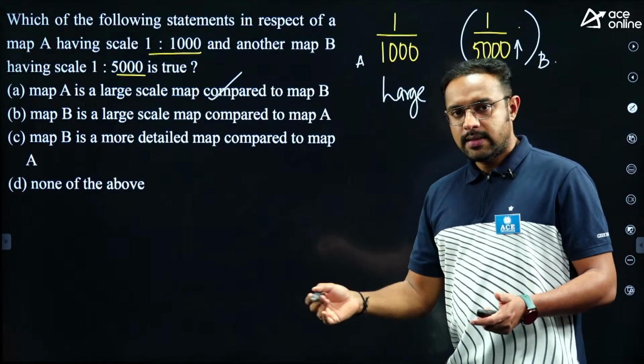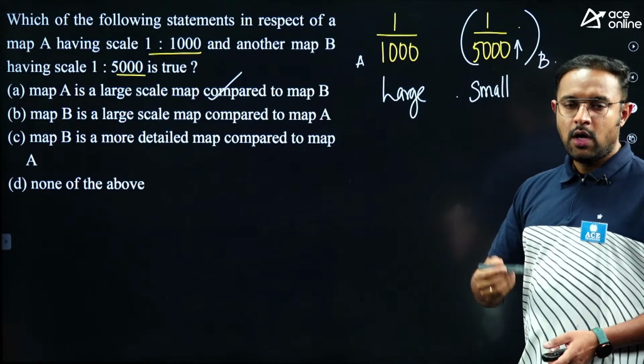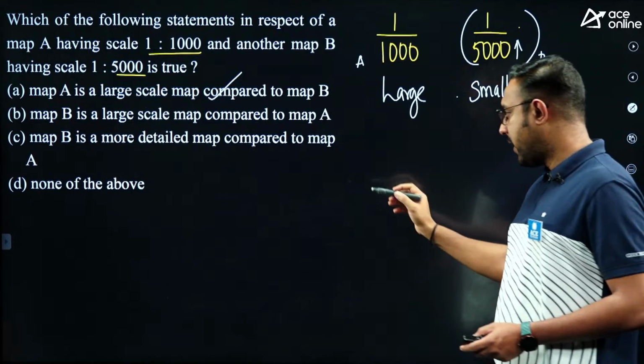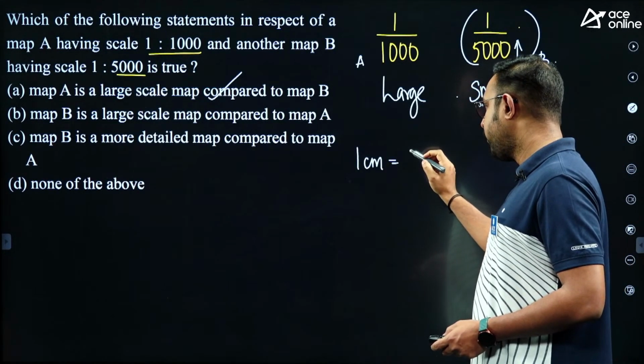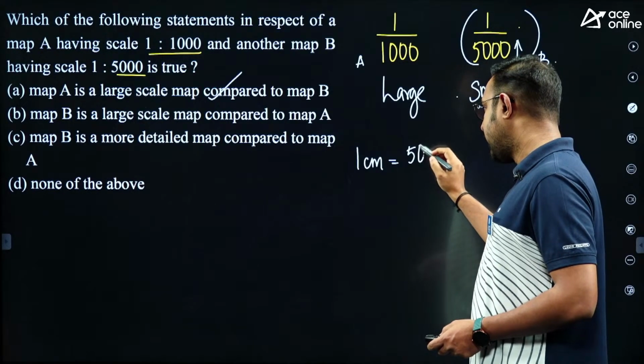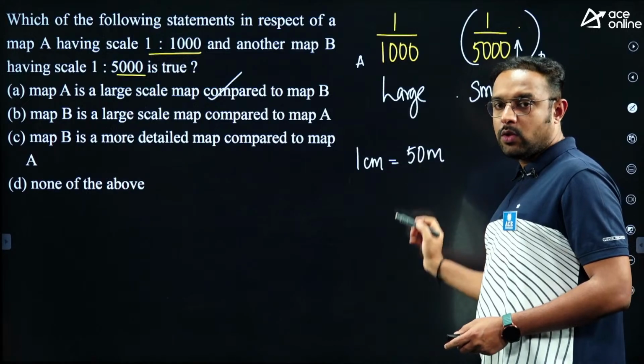There are 3 representations of scale, and here they are using the second representation, known as the RF. First one is our engineer scale representation, where we will write 1 centimeter is equal to some x meter, something like 50 meter, or 1 inch equal to 6 feet, or 1 mm is equal to 2 meter.